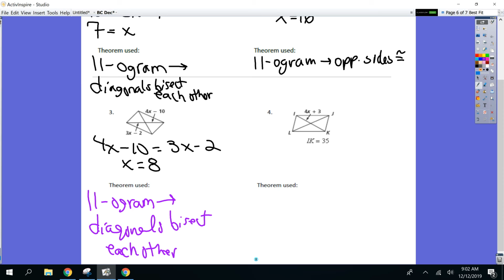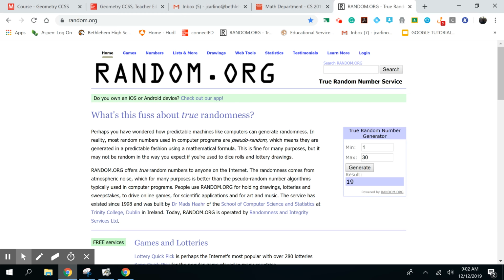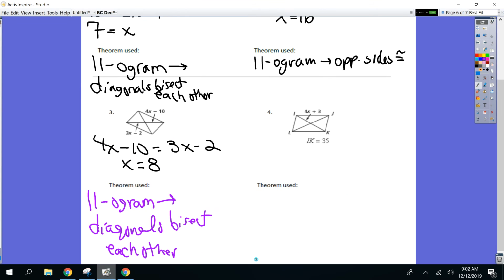Okay, 4x plus 3. Again, just so you know, that's only pointing to this portion of the diagonal. That's it, not the whole diagonal. It's just 4x plus 3 is pointing to that portion of the diagonal. And IK is 35. 23, how about that equation? 2 times 4x plus 3 equals 35. Yep. I'll give you a second. Solve for x.